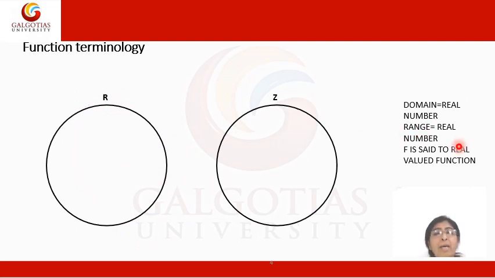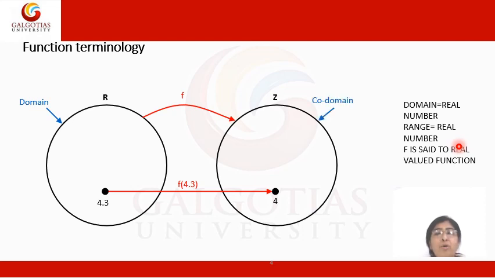Now I have two sets, R and Z, where R is said to be the domain of the function and Z is said to be the codomain of the function. f is a rule from R to Z. Say if I have the point 4.3, then f(4.3) will be 4, where 4.3 lies in the domain set and the image of 4.3 is 4. Also 4.3 is said to be the pre-image of 4, whereas 4 is said to be the image of 4.3. Now if our domain is the real numbers and the range is the real numbers, then f is said to be a real valued function. So mainly we will deal with real valued functions.